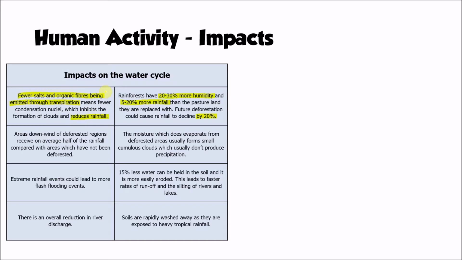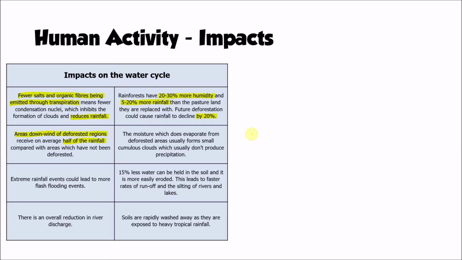Now, this reduction in rainfall isn't just limited to the area where the deforestation is taking place. It can have impacts elsewhere, and areas downwind of deforested areas can have half the rainfall on average compared with areas that have not been deforested. So these impacts can have consequences beyond the area that has been deforested.